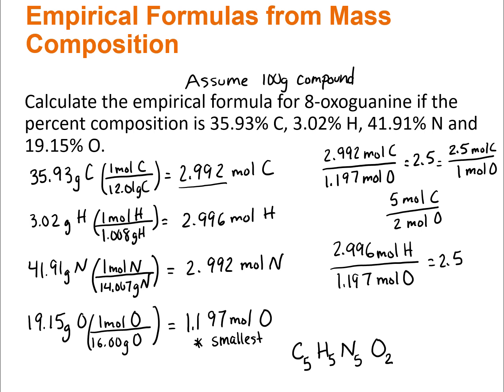Yes. So you have to multiply by 2 to go from 2.5 to 5. And you have to multiply the top and the bottom. And then I just left the oxygen at 2. Okay? Patrick, you had a question?